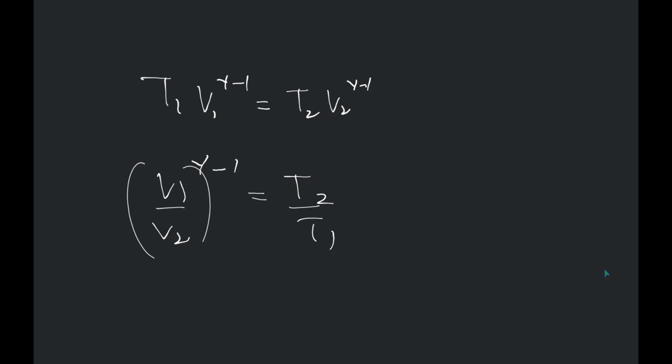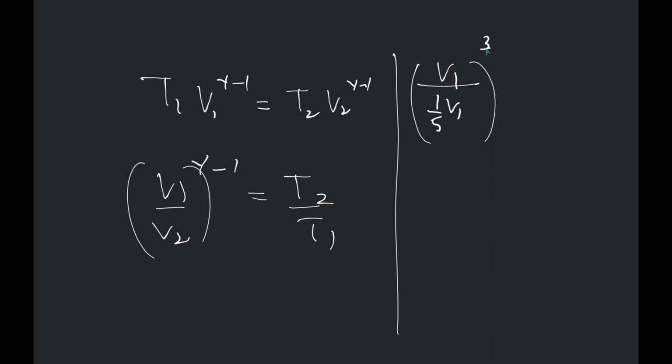So what is V1 over here? V1 is V1, but V2 is 1 upon 5 V1, right? So it will become 1 upon 5 V1 raised to 3 by 2 minus 1, which is equal to T2 by T1. So this one will get cancelled. It will become 5 raised to power 0.5 is equal to T2 by T1. That's the answer. It will be option number C.